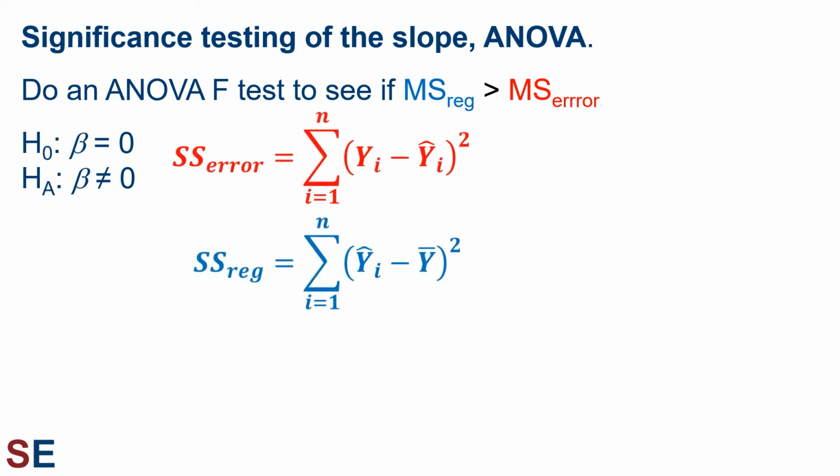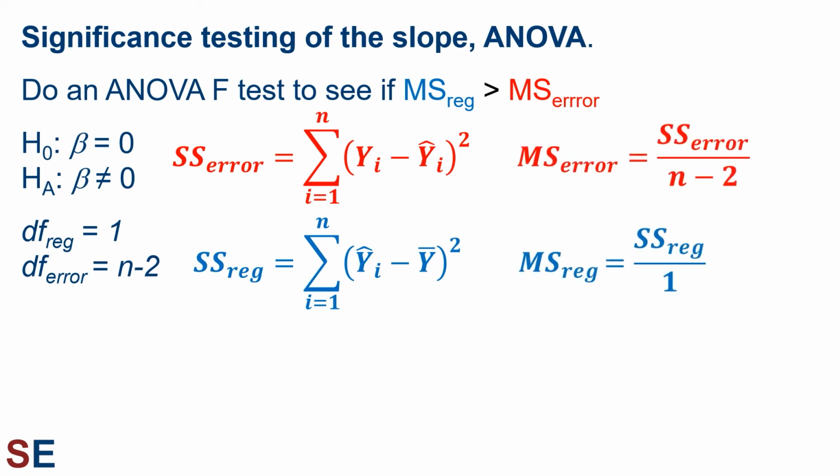We have our sums of squares terms from before, and now we just need the degrees of freedom for regression and error. The degrees of freedom for the regression is always 1, and the degrees of freedom for the error is the number of data points minus 2. Then our mean sums error is the sum of squares error divided by n minus 2, and the mean sums regression is the sum of squares regression divided by 1, which is just the sum of squares regression.